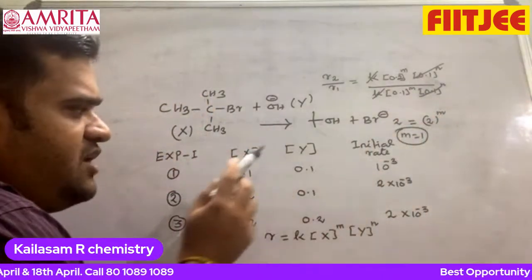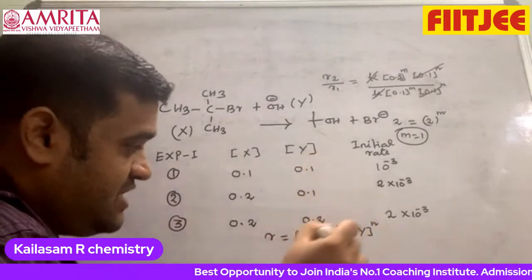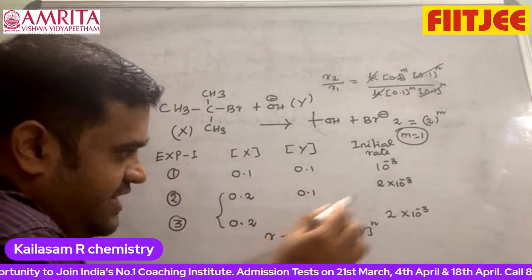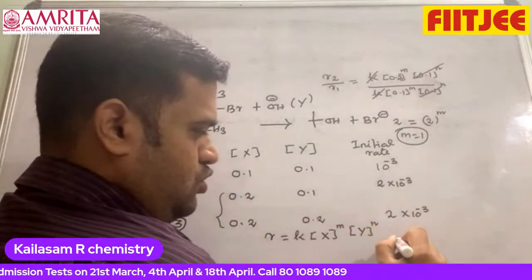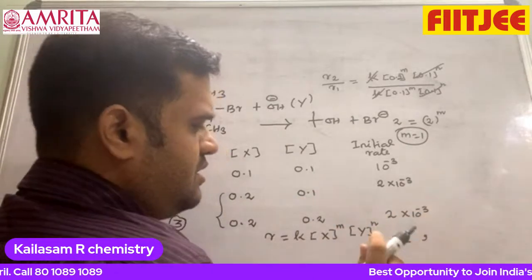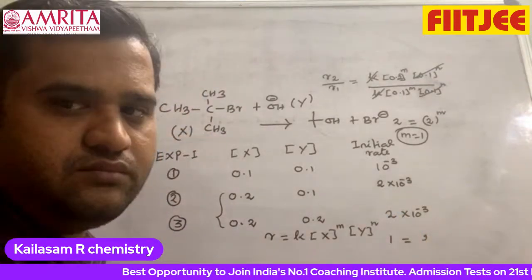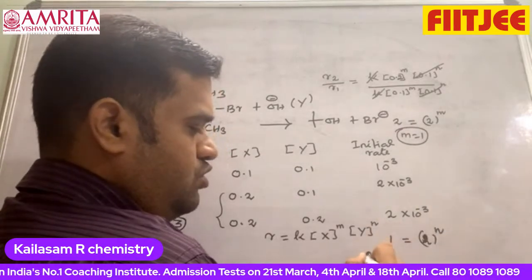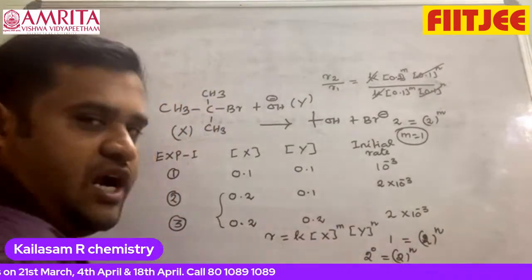That's all. That means the order of reaction with respect to X is 1, first order kinetics. And look at this: these two are constant. When I increase the concentration, the rate did not change. Therefore, if I take R3 by R2, it is nothing but 1, and this will be cancelled off. Now here it means 2 power n. So 2 power 0 is equal to 2 power n, which clearly says that n is equal to 0.